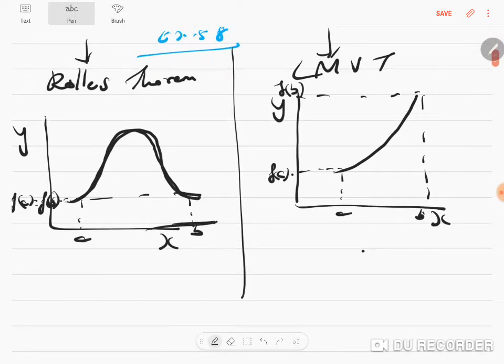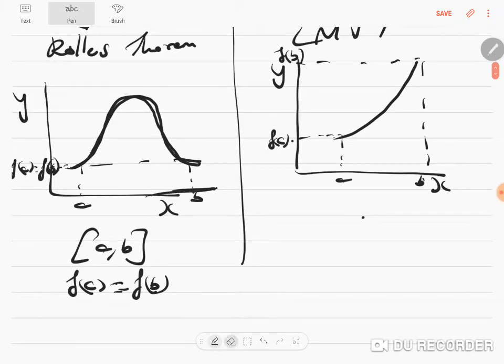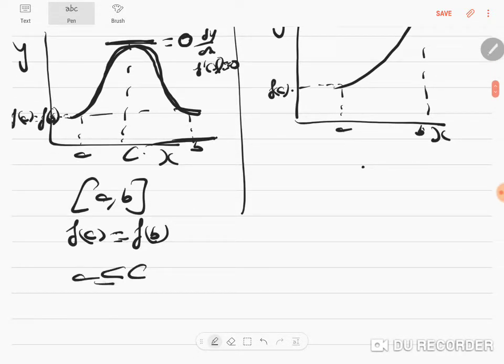So Rolle's theorem is about a function which is continuous on the closed interval A to B, where f of A is equal to f of B, and the function will not be differentiable at a point. That is, dy by dx or f dash of x will be equal to 0 at some point, and that point will be C, and that C will lie between A and B.